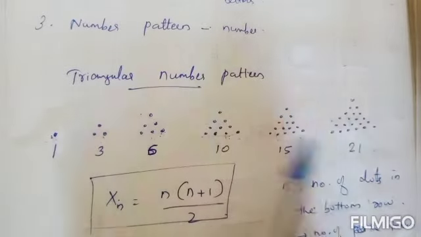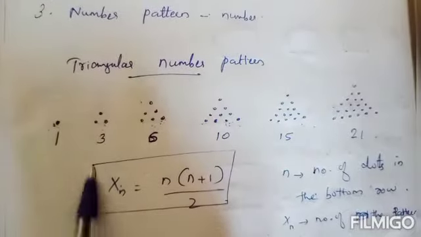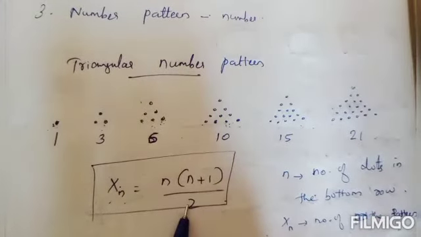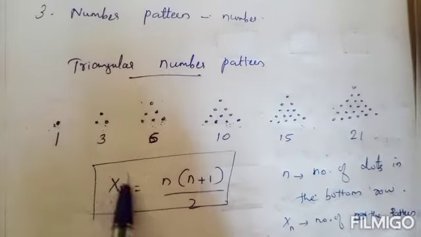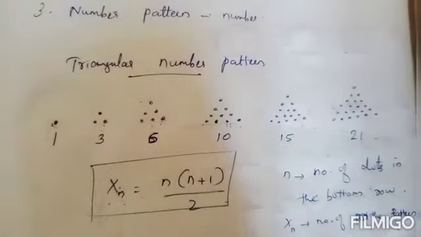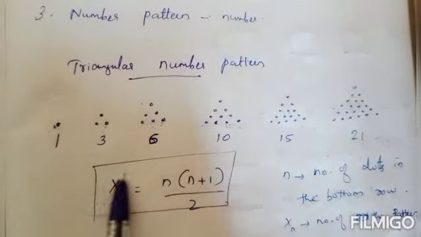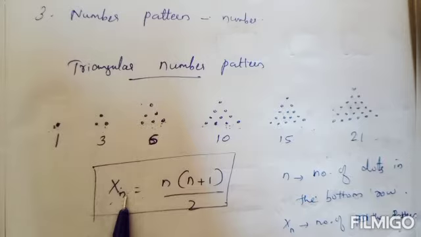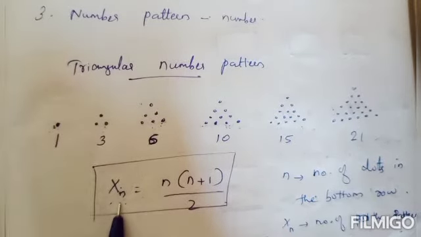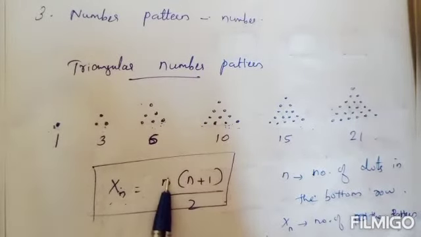So in order to find a larger unit of pattern, you can use this formula: xn equals n into n plus 1 by 2. Here xn means the number of dots in the pattern. If you want to find the 23rd unit of pattern, it will be x23. If it is the 50th unit, you can find x50. Now n means the number of dots in the bottom row.